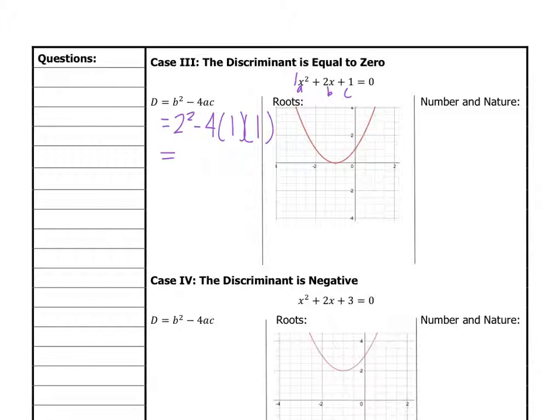2 squared is 4, take away 4 times 1 times 1. Well, if I type that all into my calculator, then I get 0. So if I look at my roots here, where I cross my x-axis, I only see one of them, and that's at -1.